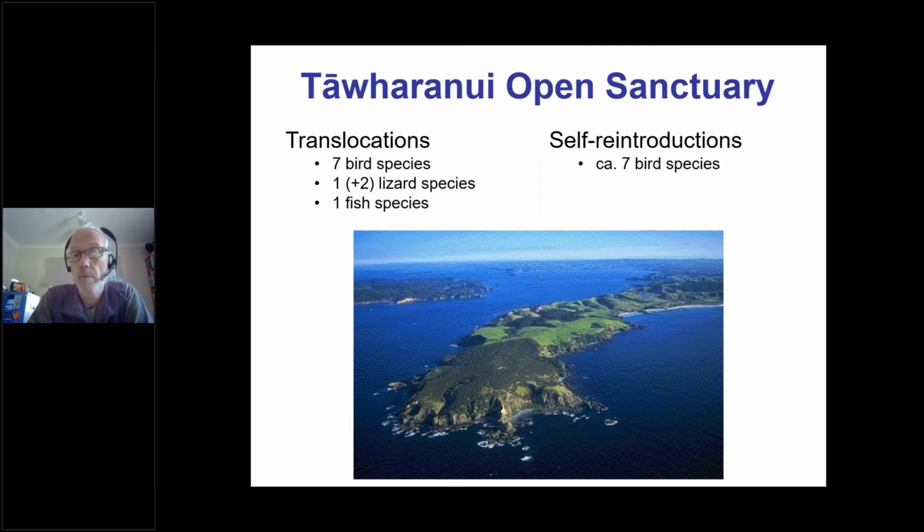And being a peninsular site, it has a fence across the base of the peninsula. It's a bit of a leaky fence, of course, because the fences around the edges of peninsular sites are not at all foolproof, so things do get in. But this has worked well enough that the team there have been able to translocate 7 different bird species, lizard species, a fish species, and also quite a few birds have found their own way in and established populations.